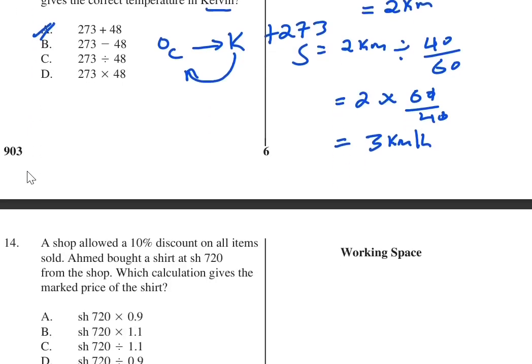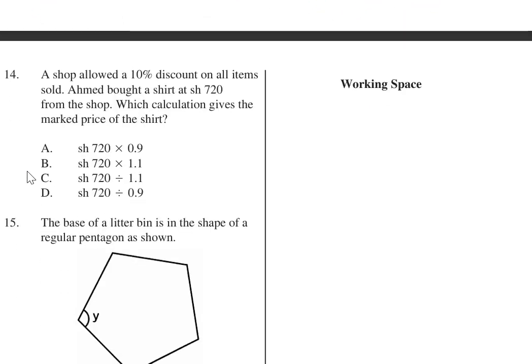We continue to number 14. A shop allowed a 10% discount on all items sold. Hamed bought a shirt at shilling 720 from the shop. Which calculations give the marked price of the shirt?